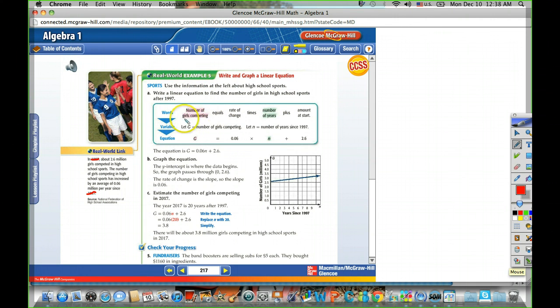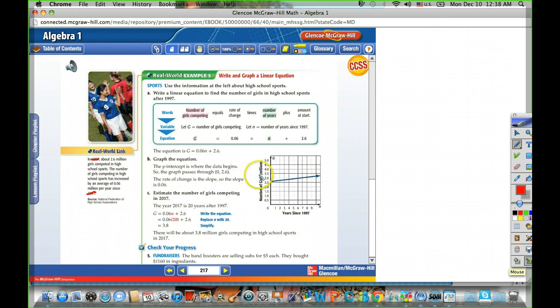All right. If you allow the number of girls competing to be, let G stand for that, equals rate of change, number of girls competing, times number of years plus amount at start. So G equals rate of change, they told us right here, the average of 0.06 million per year. So that's the rate of change, times years, we don't know what that is, we'll just stand for number of years, plus we started with 2.6. So here's our equation, g equals 0.06n plus 2.6.